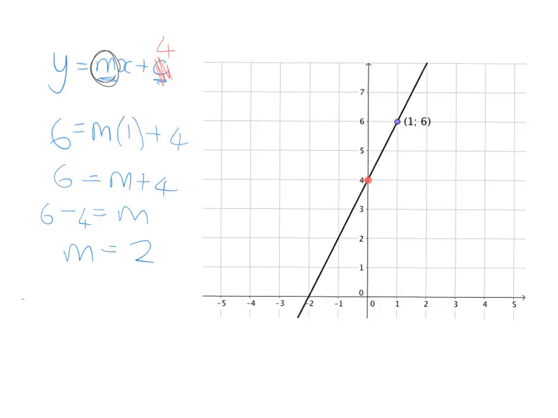And now I've got my equation of the straight line: y is equal to 2x plus 4. So in this example, I immediately wrote down what c was, and then I plugged the other point into the equation to work out m. And once I have m, I have my equation.